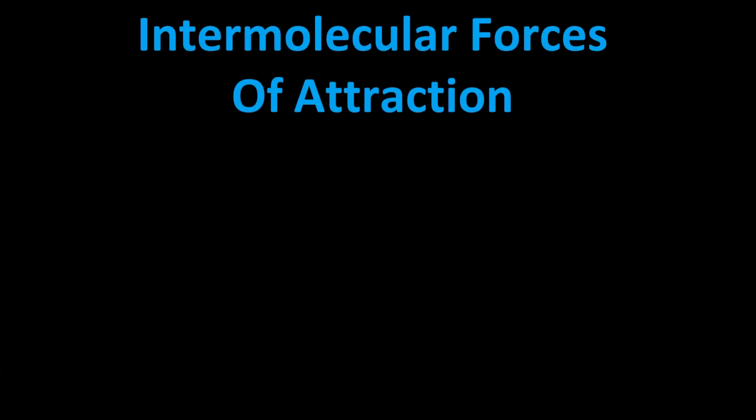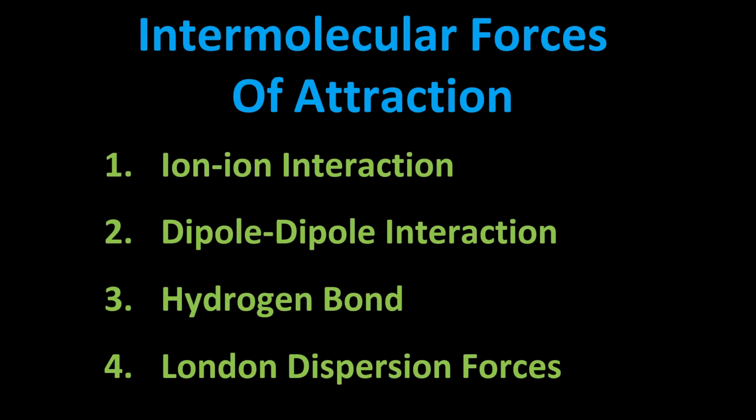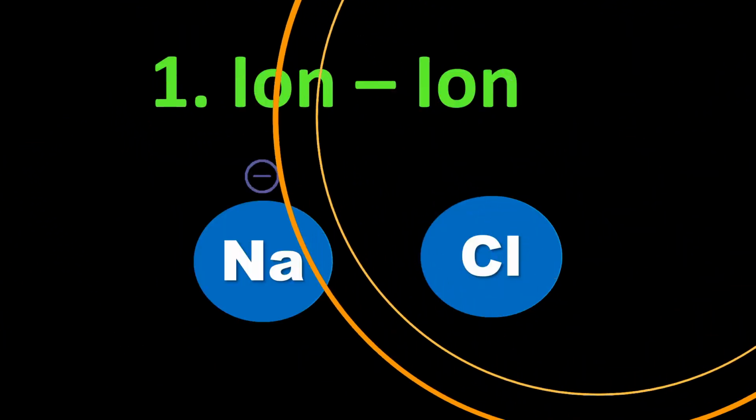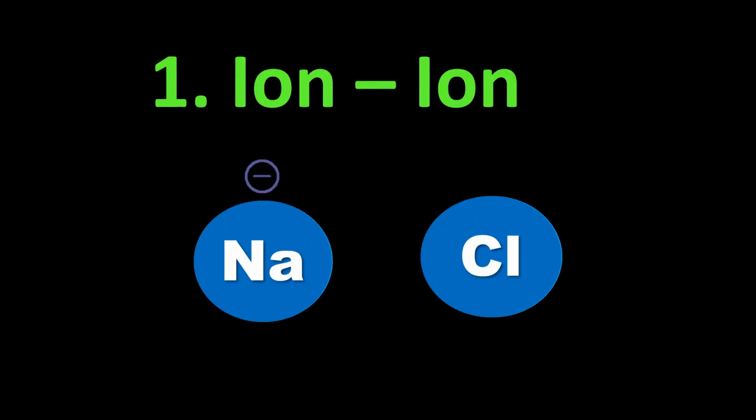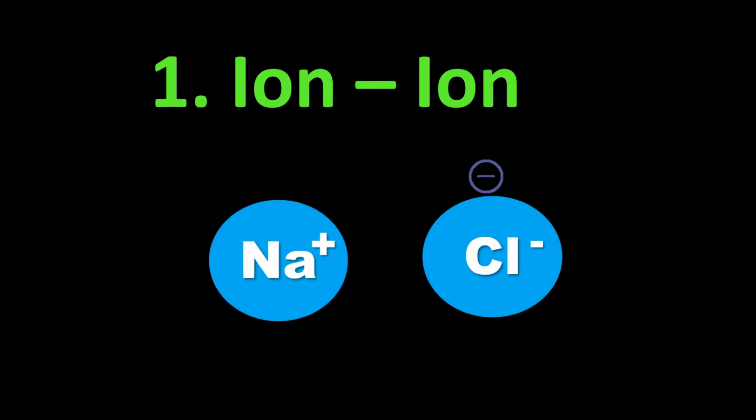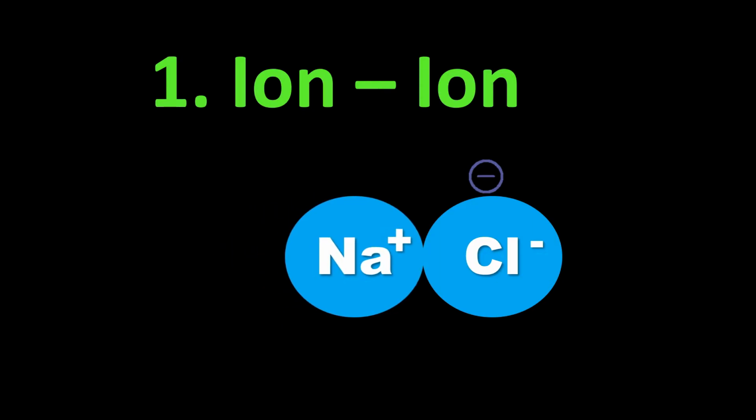The intermolecular forces of attraction. For today's discussion, we are only going to discuss four types. Ion-ion interaction. For example, if sodium and chlorine undergoes an ionic bond by sodium losing electrons, both gains a charge. The bond between them is what we call the intermolecular force ion-ion interaction.